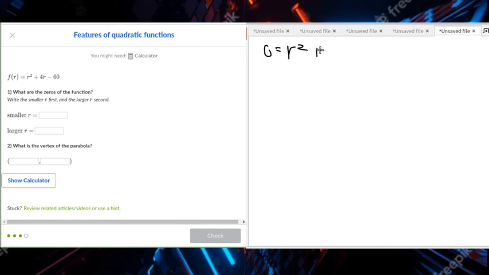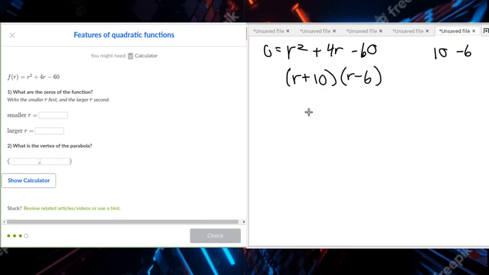r squared plus 4r minus 60. So I want two numbers that multiply to be negative 60 and add to be 4. And I can tell right now that's going to be 10 and negative 6. 10 times negative 6 is negative 60. 10 plus negative 6 is 4. So I've got (r plus 10)(r minus 6).